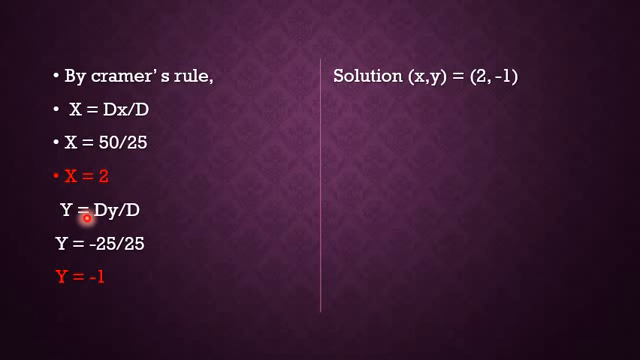We can find the value of y. y is equal to dy upon d, minus 25 upon 25, that is y is equal to minus 1. And we can write the solution: x comma y is equal to 2 comma minus 1.